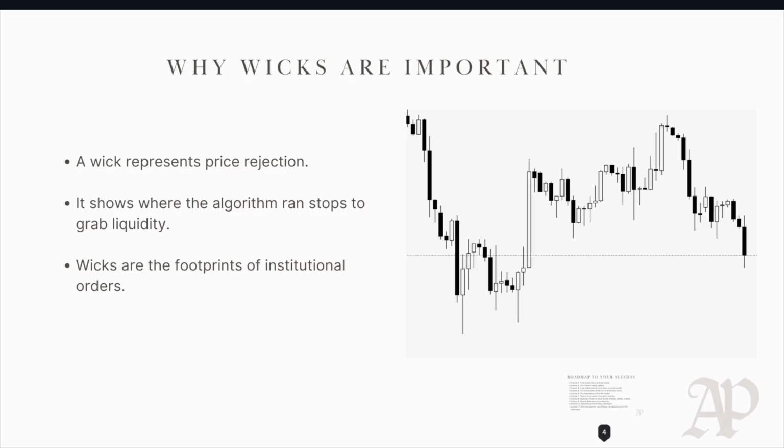So what is a wick? A wick on a candle is a visual representation of a price rejection. So those are wicks. You should probably already know about it. When a wick forms, it shows us where the algorithm pushed the price to grab liquidity, like a quick trip to hit all the stop losses, before immediately pulling back. So you can see those large wicks. The price went down there and went back up, and they tell us exactly where the institutional orders are placed.